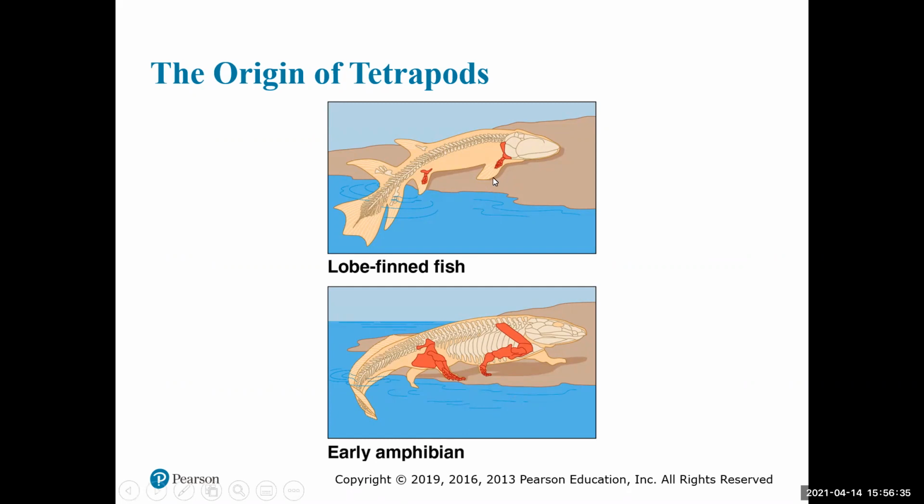Here's a lobe fin fish. You can see those lobe fins. They have, like I mentioned, a larger pelvic girdle, which allows them to put weight on those front lobe fins. And then eventually, over time, they transition to where those pectoral girdles get larger and stronger and allow them to move to that more terrestrial environment where weight-bearing structures are necessary.